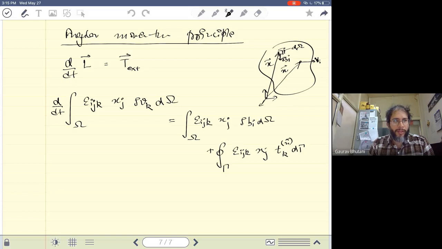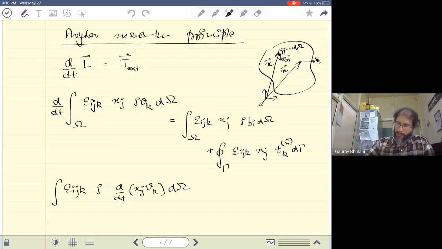So again, we can apply the same relation where we had the A star, which was some property per unit mass. Epsilon does not depend on time, and then we have rho here, and then we get a d by dt of xj vk d omega. Same idea that we had used earlier.